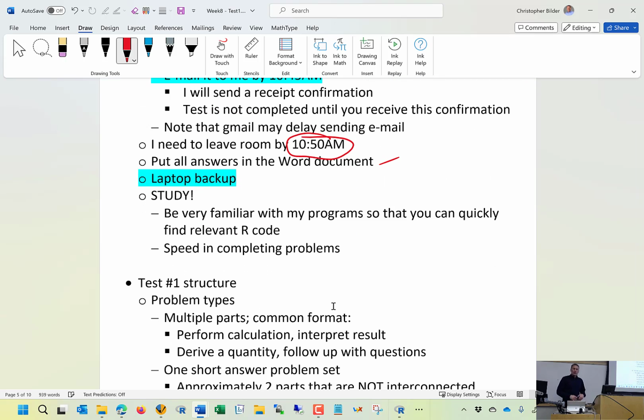The test itself will be in a Word document. Just put all your answers in that Word document. Most students have a laptop. If you do have a laptop, I recommend that you bring it to class.